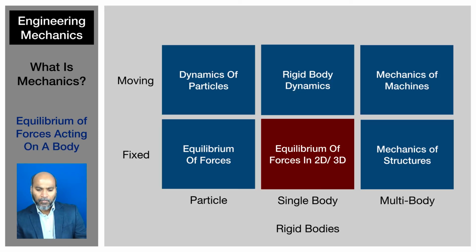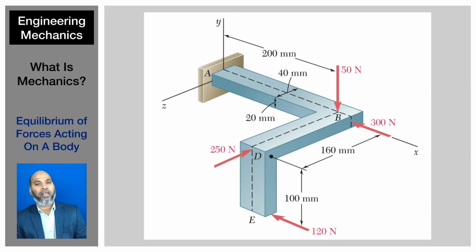Now, if it is a single body and it is fixed, you have something like this. It's a single body now. It's a 3-dimensional body, has a length and width and all that. It's no longer a particle, but we have multiple forces acting upon it at multiple locations in different directions, and we want to know whether or not this body is in static equilibrium, as in whether or not all the forces acting on that body are balanced. If it is balanced, obviously it will be static.